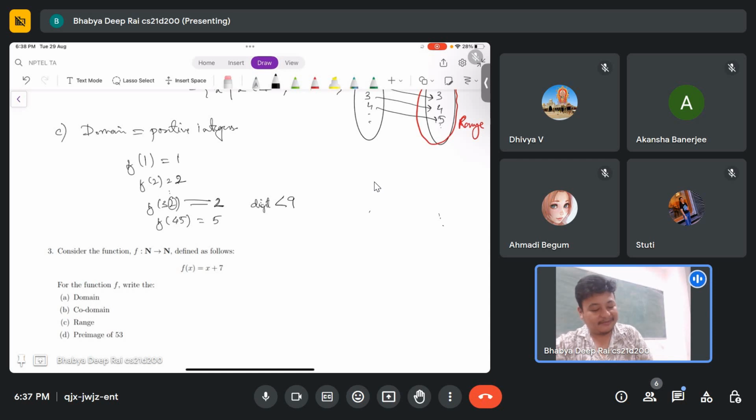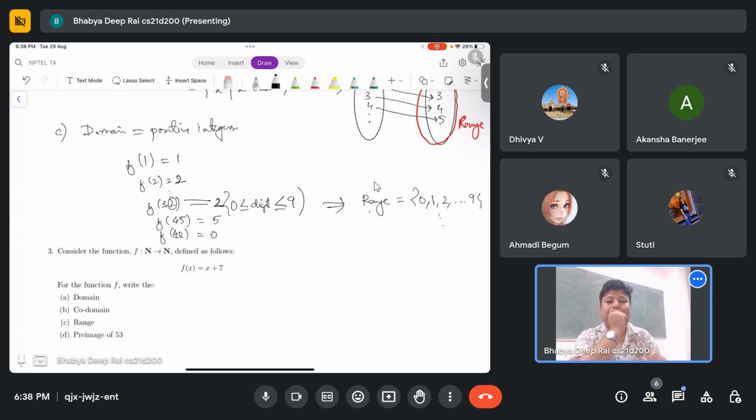Any digit is maximum 9, and any digit can even take the value 0. For example, f of 40 is 0 because the last digit is 0. So a digit can range from 0 to 9, which means that the range is equal to 0, 1, 2 and so on till 9. Okay, I hope it's clear.